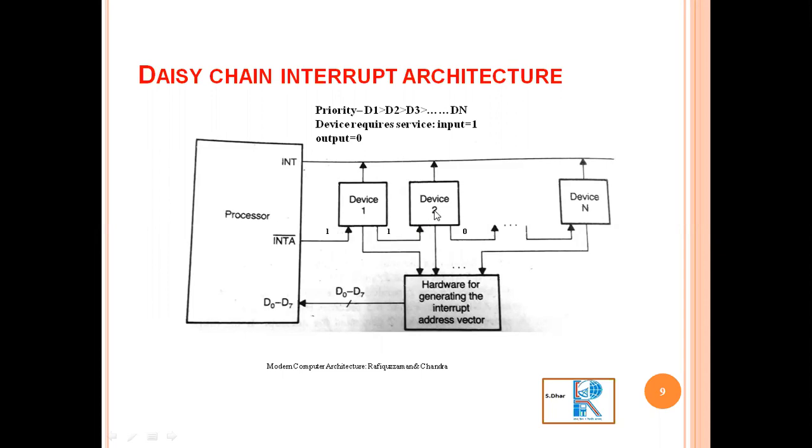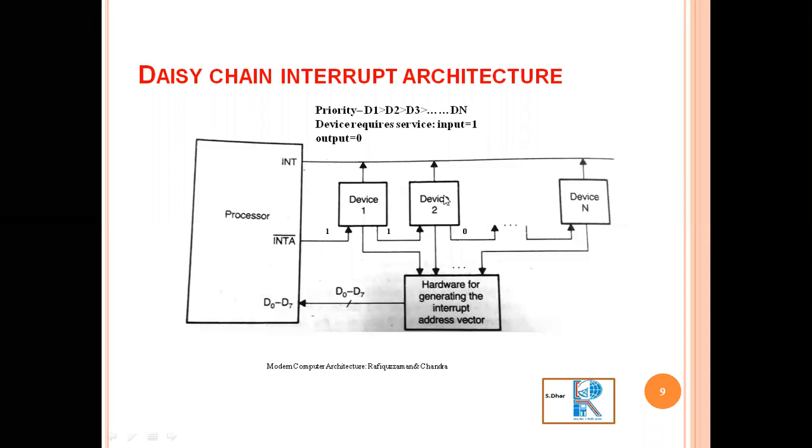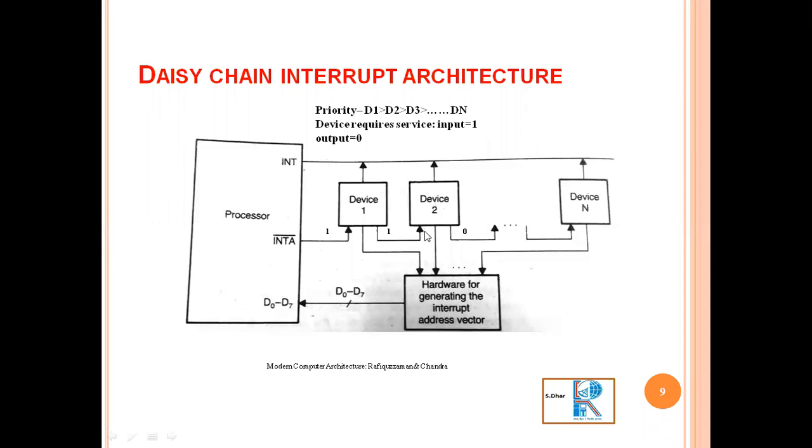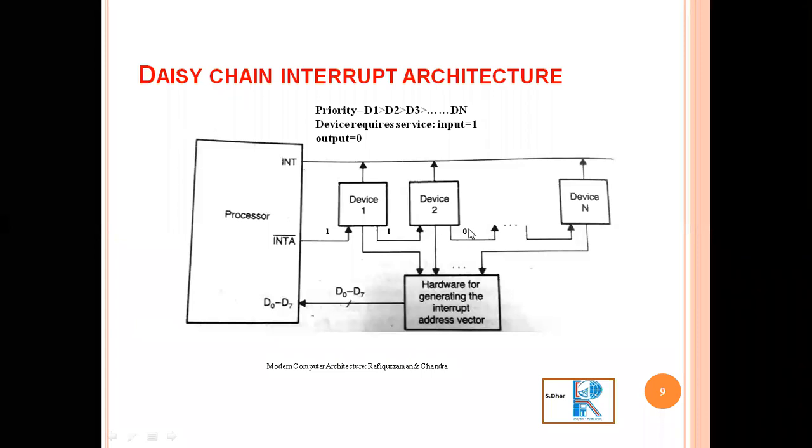Clear? So it will go to device 2. Suppose device 2 requires the service. This is the next higher priority. Device 2 requires the service, so it will block the signal by making the output 0. Here the device requires the service, so input 1, output 0. As it is making the output 0, the signal will not propagate to the next devices. The processor will service this device.